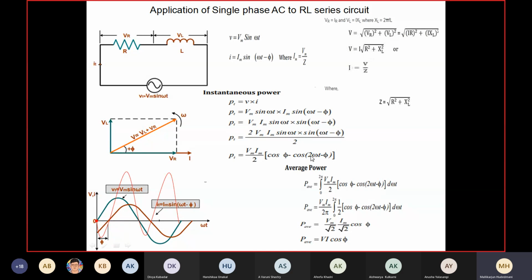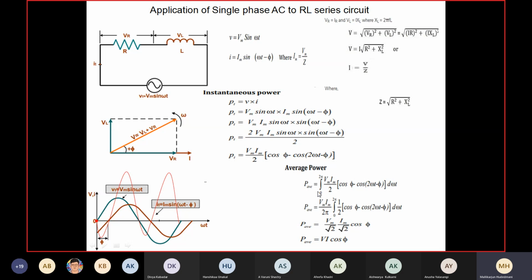Then what is the total power in a cycle? To get that, integrate it. I have written here that average power is the integration from 0 to 2 pi of Vm Im by 2 times cos phi minus cos of 2 omega t minus phi into d omega t. I think a 1 by 2 pi is missing here, in this first term. So please consider this term as your requirement.